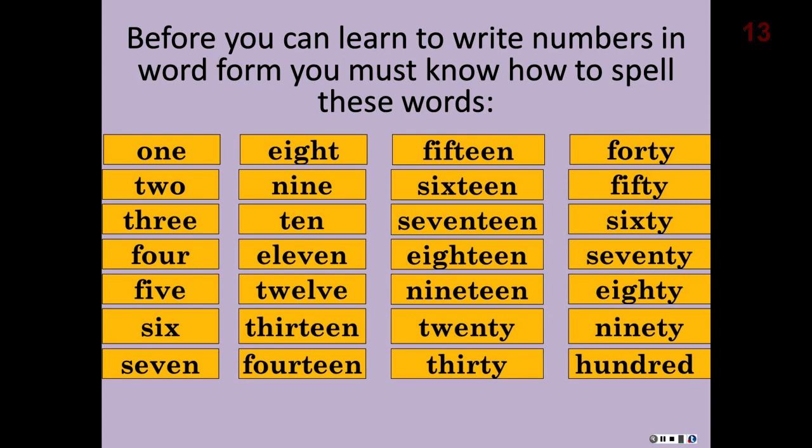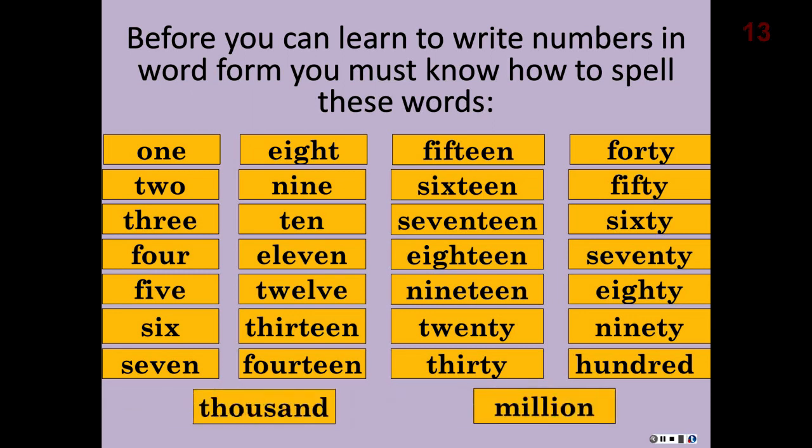Okay, I'm going to go ahead and move on. Everybody got it? All right. There's thousand, but most people spell thousand right. There's million. Most people spell million and billion and trillion correctly too. Okay?